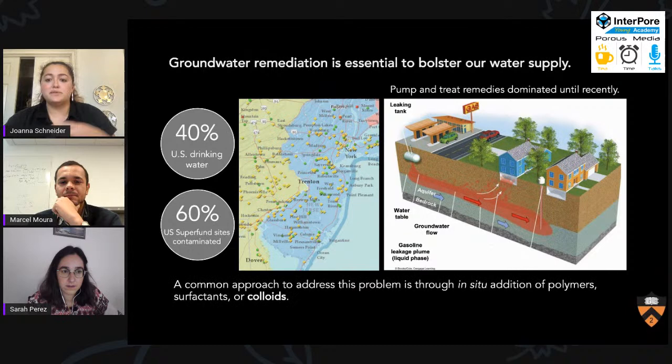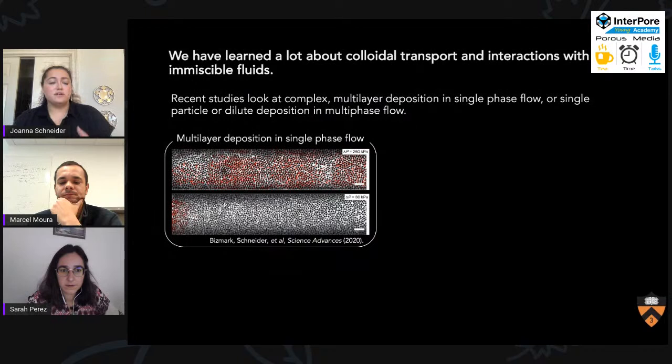We look at colloids because they hold promise for a variety of applications, and also they can be engineered. Some of those applications include groundwater remediation, as I've mentioned already, contaminant transport, enhanced oil recovery, the list kind of goes on and on. But from a fundamental standpoint, to study colloidal flows and interactions between colloids and immiscible fluids, simplifications have often been made due to the complexities that arise in these systems. Both in our group and in other research groups, there's been progress in learning about more complex forms of colloidal transport and interaction with immiscible fluids.